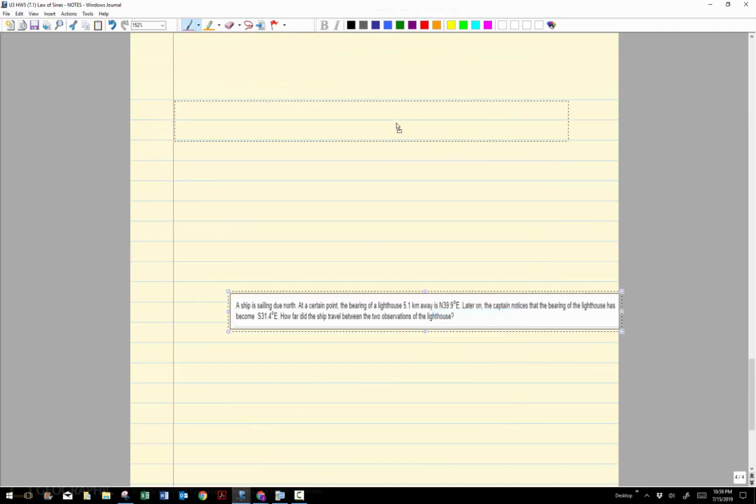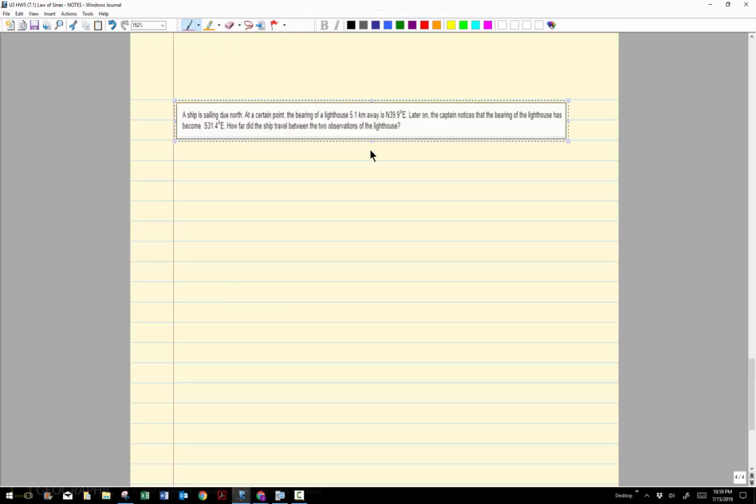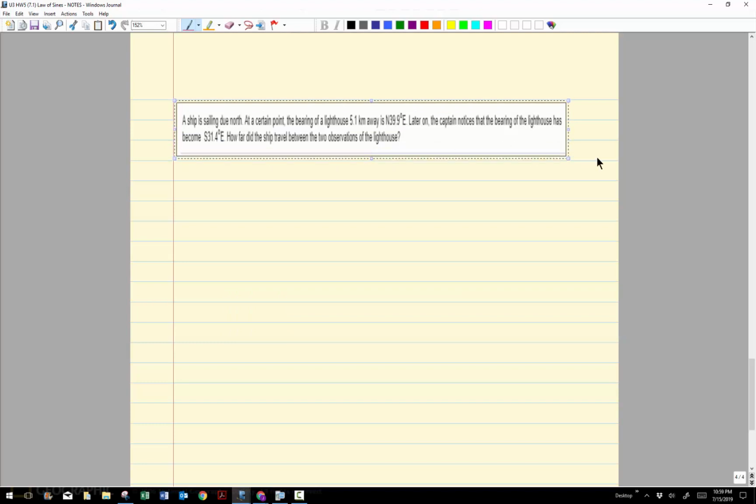Now some of this will be a little bit of a review of what we talked about in previous units, where we were looking at things like sailing degrees north, northeast, that type of thing. So let's go ahead and draw a picture here first. It'll be a little bit easier to work with. So we have a ship, and the ship is sailing due north. So we'll say it's starting here and it's sailing due north. So it's heading straight north.